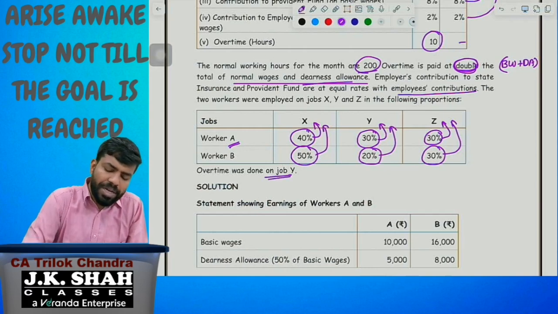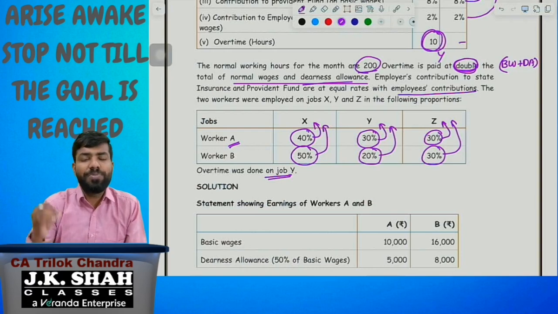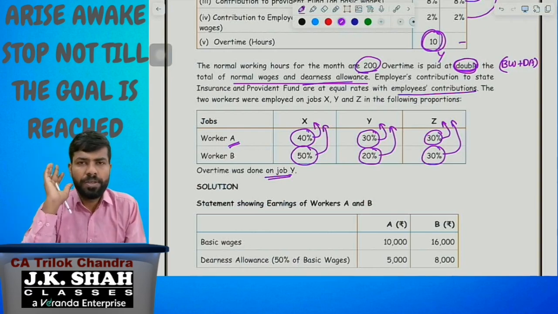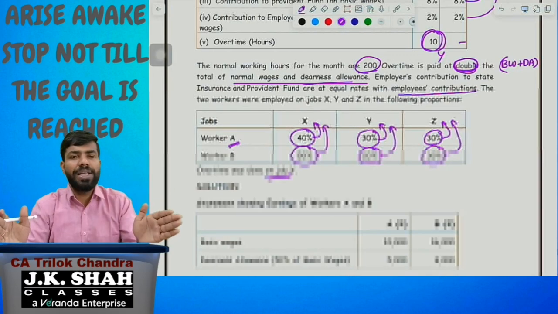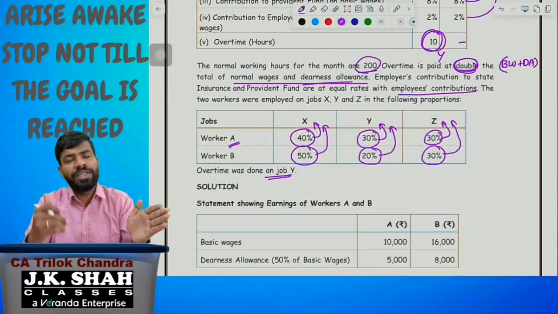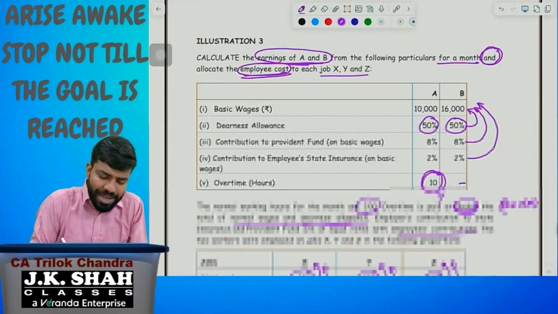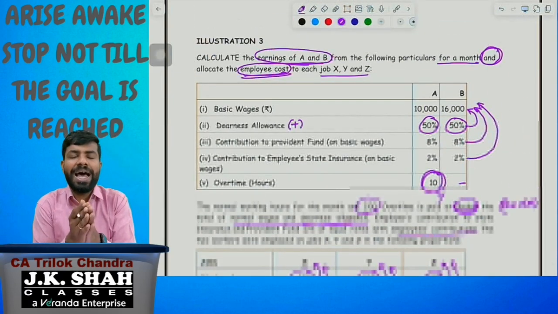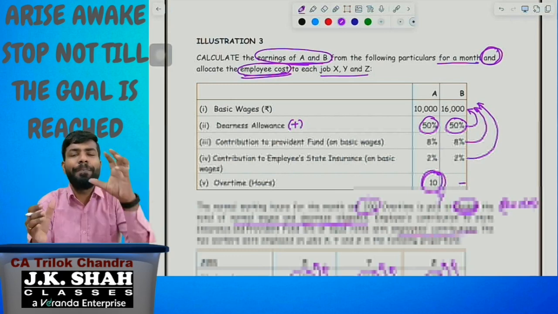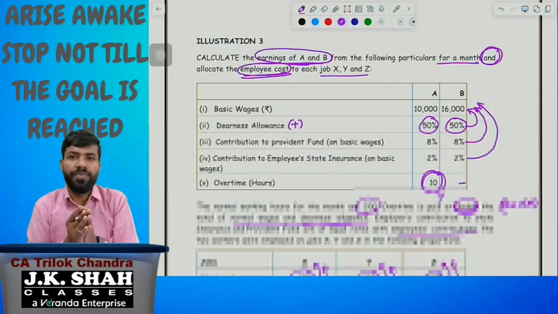Now, overtime was done on job Y. So when it comes to overtime hours, this is specifically worked on job Y. Overtime wages should be specifically allocated to job Y. Now, first we need to calculate total earnings, then we'll discuss the employee cost, then the allocation. Total earnings is basic wages plus DA allowances, and we need to add the overtime wages also.